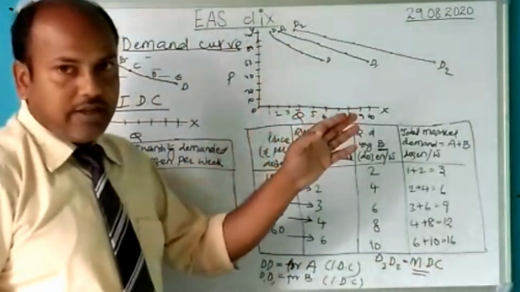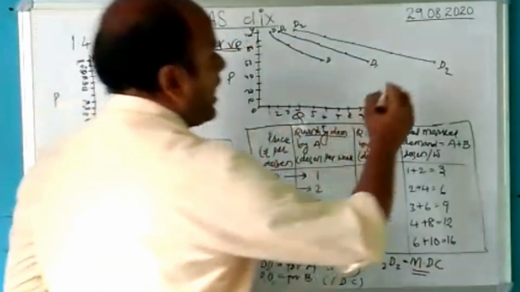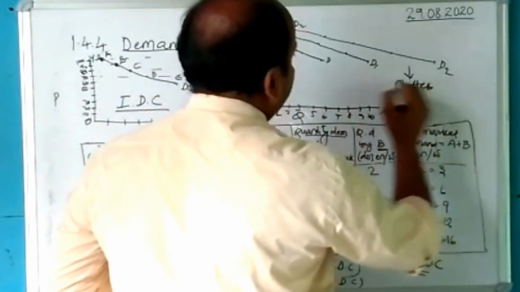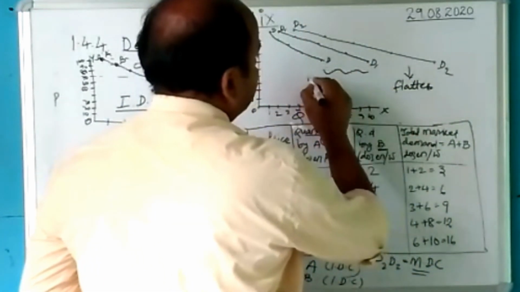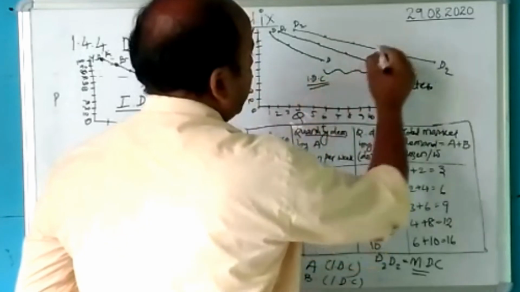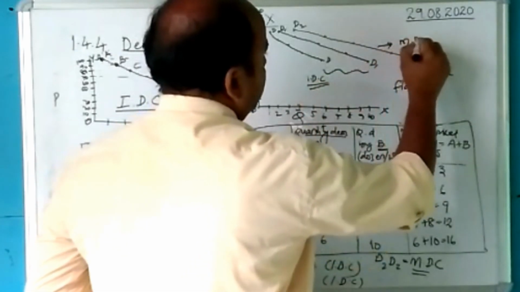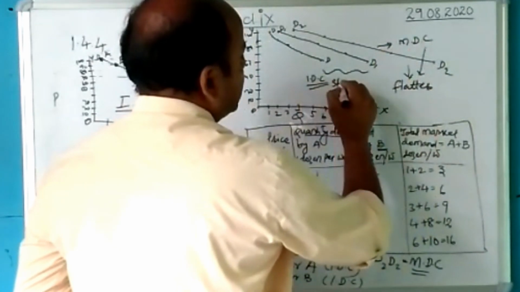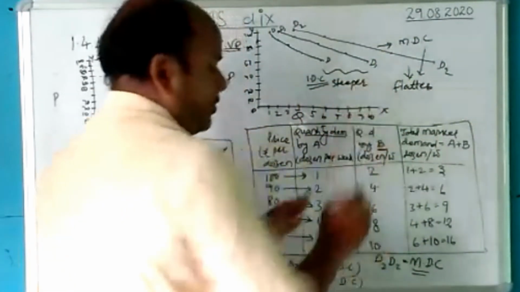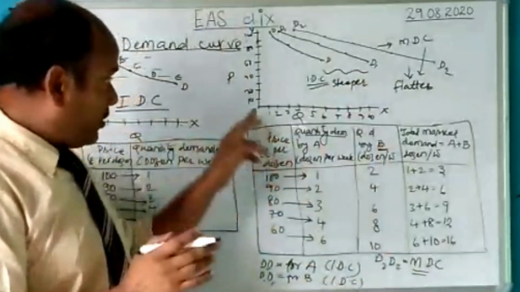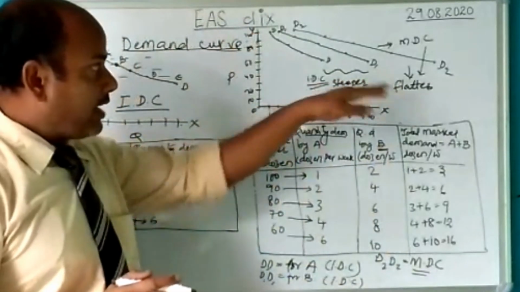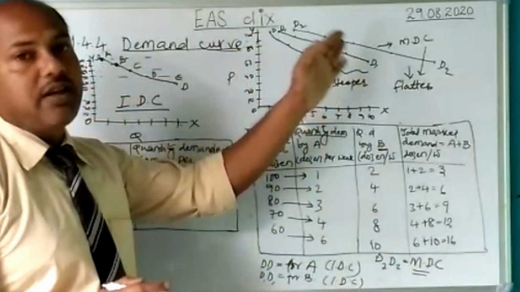Now, if you see, the market demand curve is flatter. This is always flat, whereas these two are the individual demand curves. So the market demand curve is flatter, whereas the individual demand curve is a little steeper. Steeper means closer to the vertical bar, and flatter means away from the vertical bar.